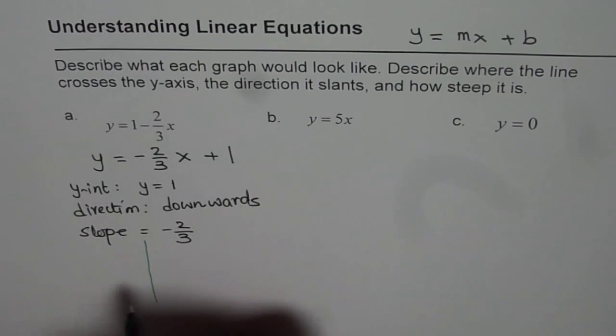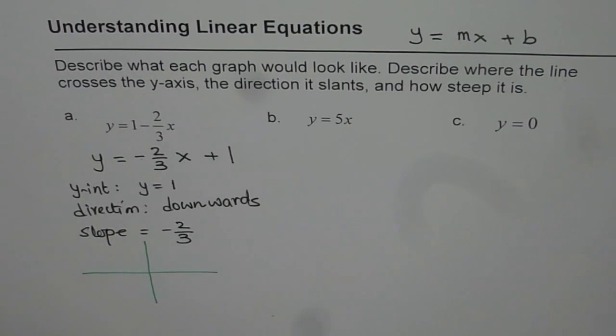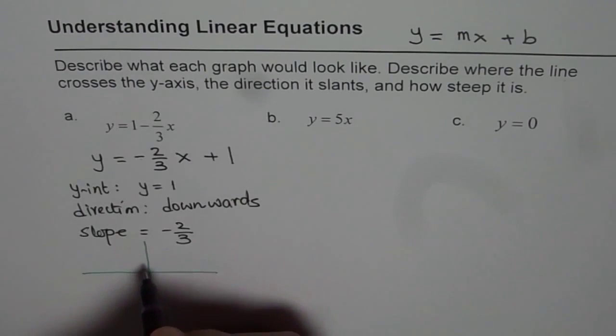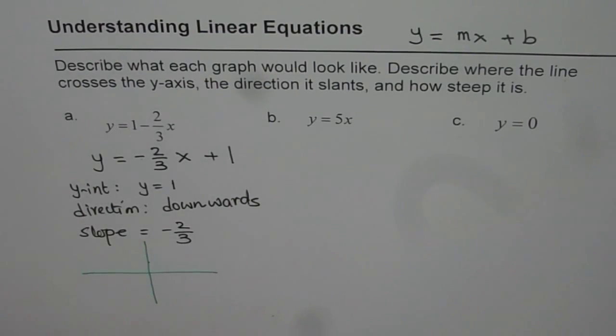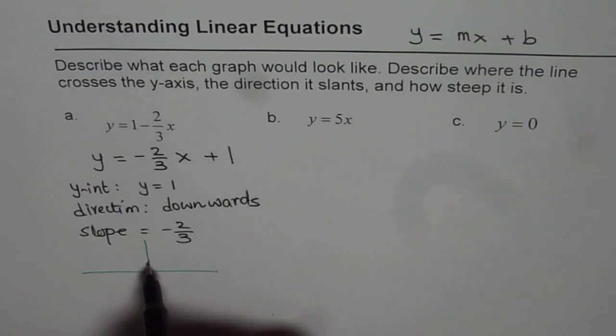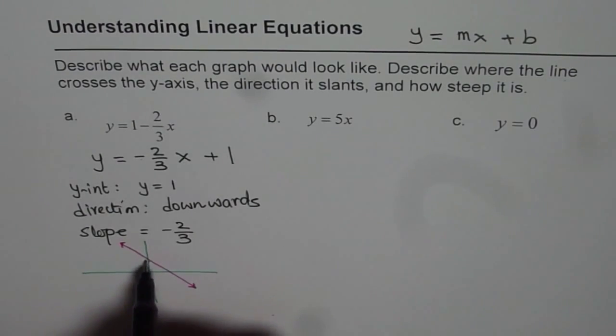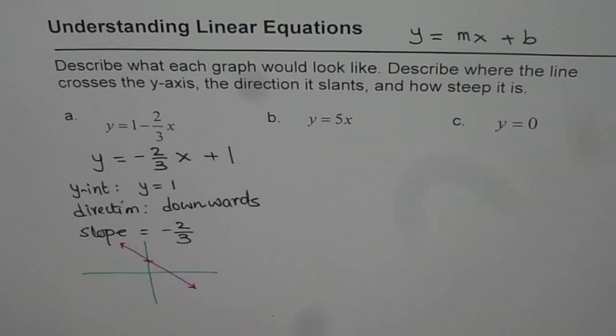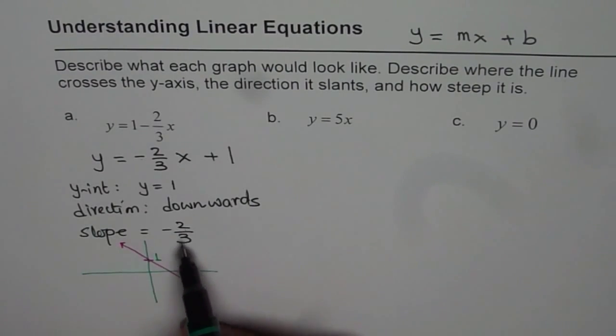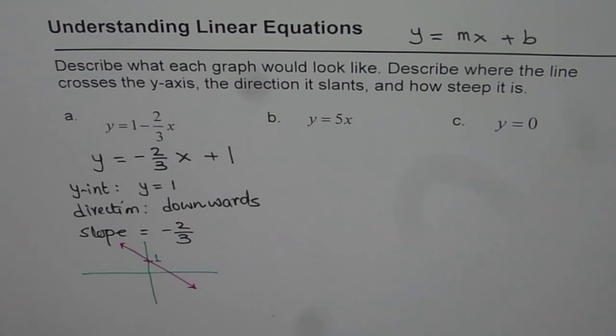If I have to sketch and describe it, I can always do it like this. Y-intercept is 1, let's say some point here, and then 2 down, 3 right. So if you go from here 2 down and 3 right, then the line is going to be kind of like this. It crosses the y-axis at 1, and then it goes downwards with the slope of minus 2/3. So that is how you can describe it.